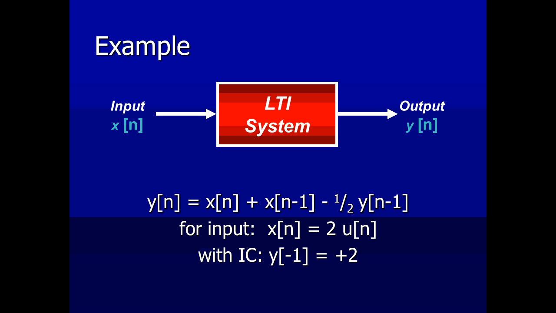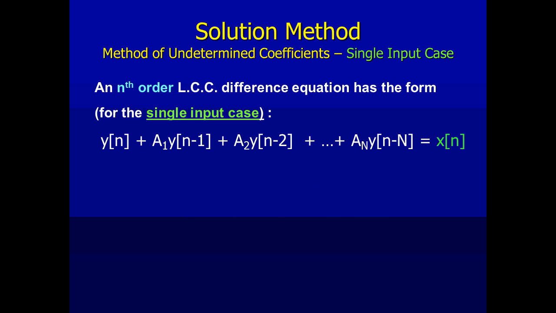Okay. So according to the method, I've got to first solve not the original problem, but the single input case. So what would that be? Well, that looks like y of n, let's bring this over to the other side, plus 1 half y of n minus 1 equals just x of n. It would be the single input case version of our difference equation.